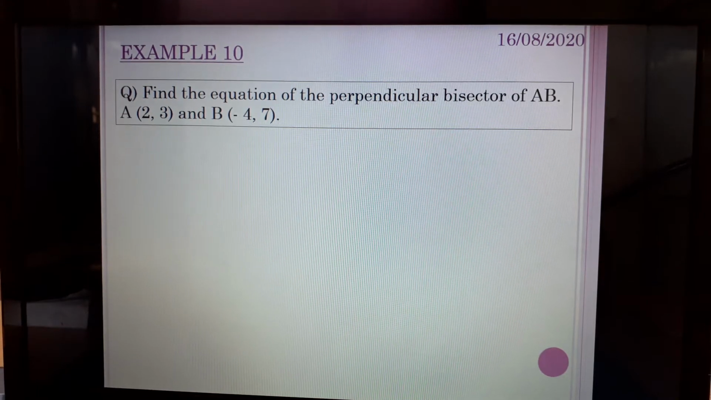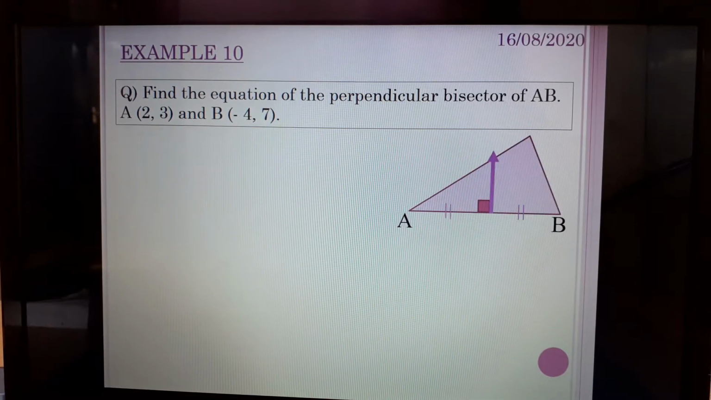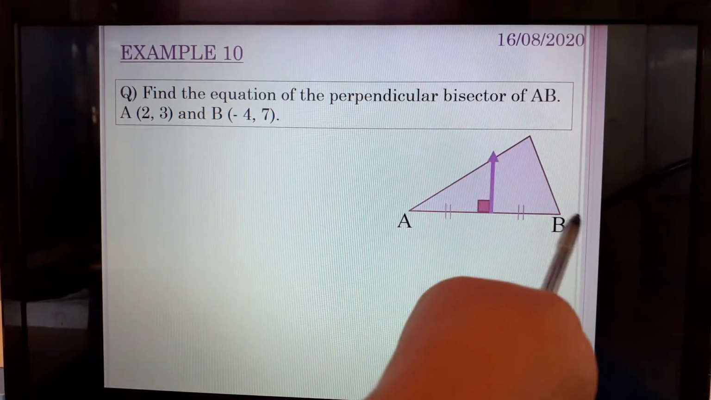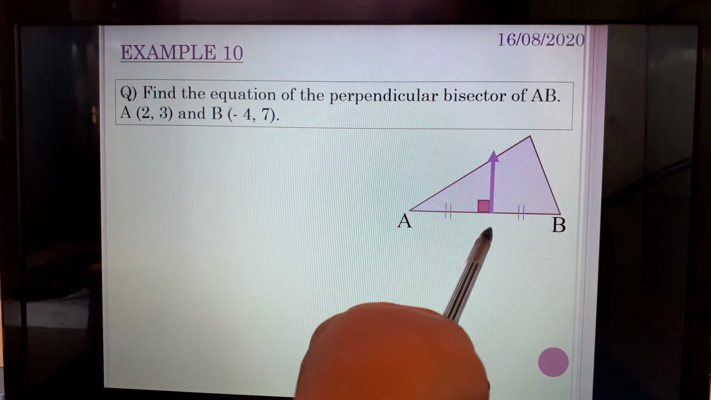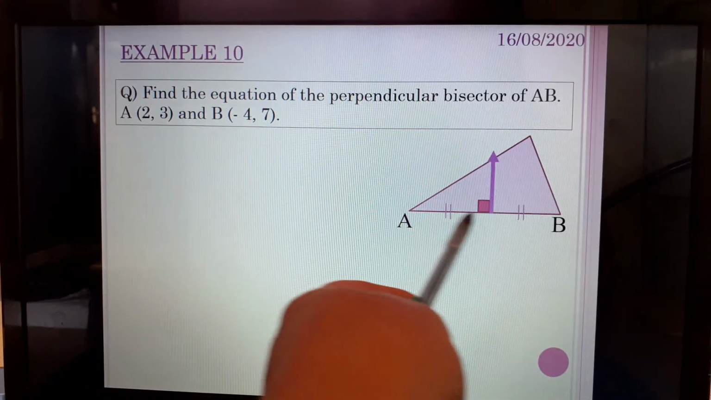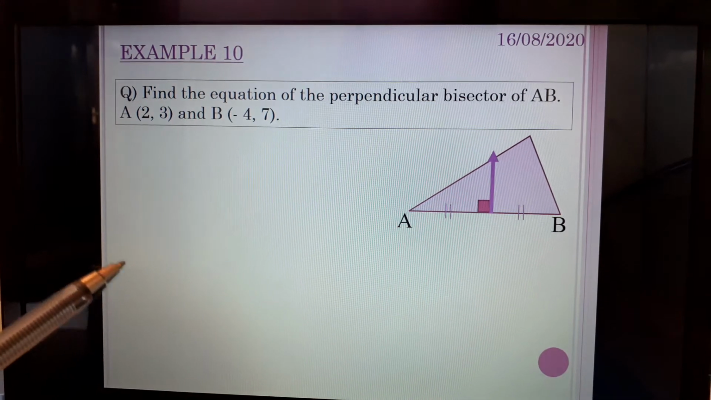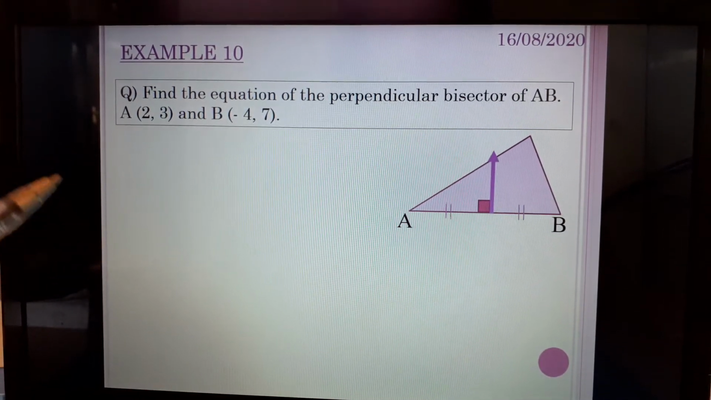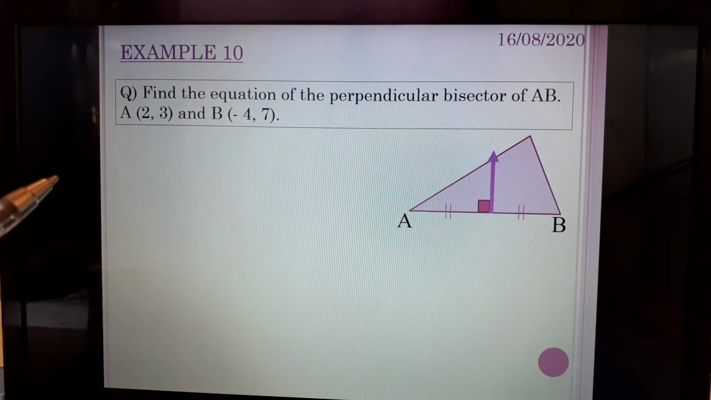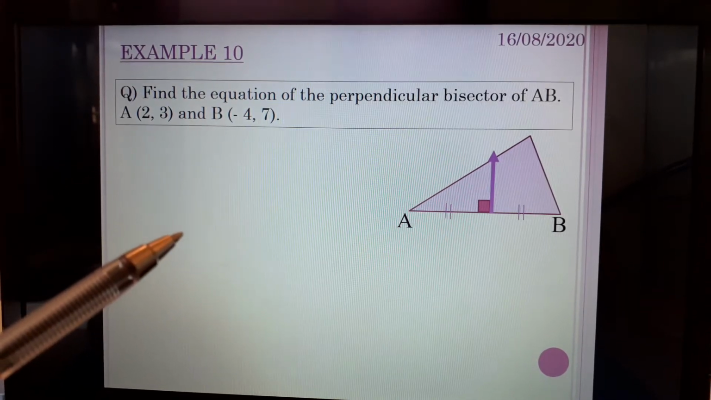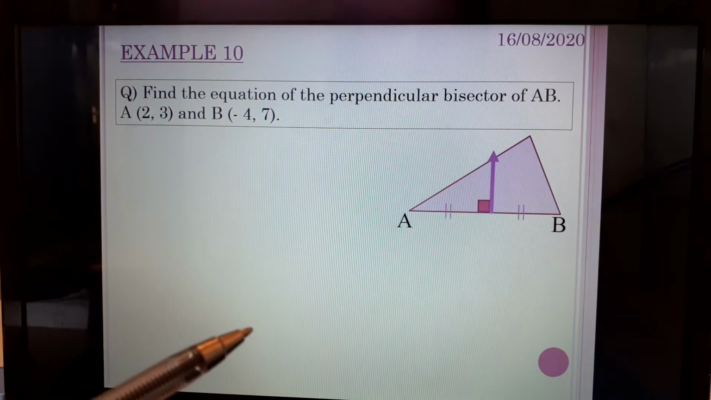Okay, so find the equation of the perpendicular bisector of AB, and here are our coordinates. So I've drawn it as a triangle, but it doesn't even have to be part of a triangle. It could just be a random line. But the important thing is that the perpendicular bisector is the line that comes from the middle of AB, and it's also at right angles. So you have to be able to visualize what a perpendicular bisector is to be able to work out what information you need to find the equation of the perpendicular bisector.